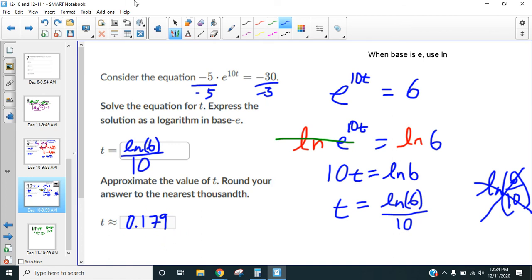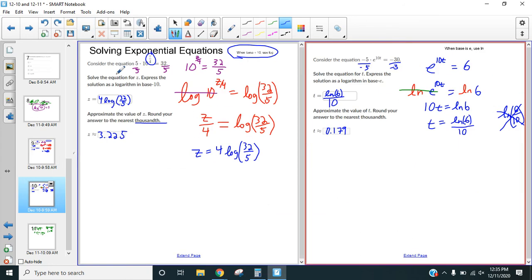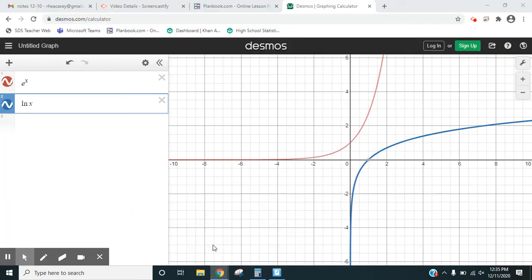Okay, so there's 2 examples. I'll leave these up here for you guys, just like this, so you can come up here and view them on your own if you want. Okay, the notes are online. You can check them on Plainbook. Any questions? All righty.